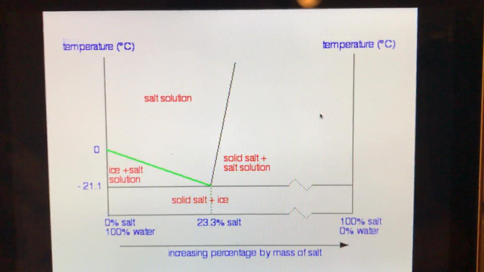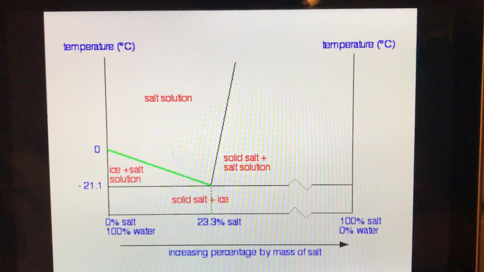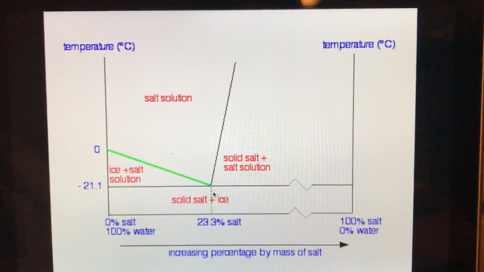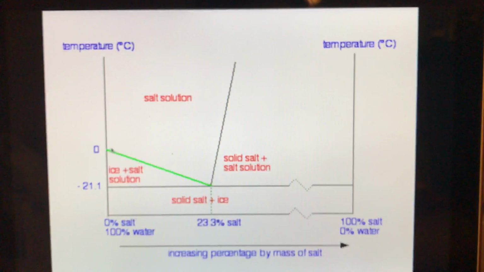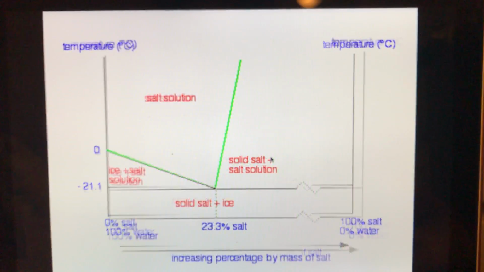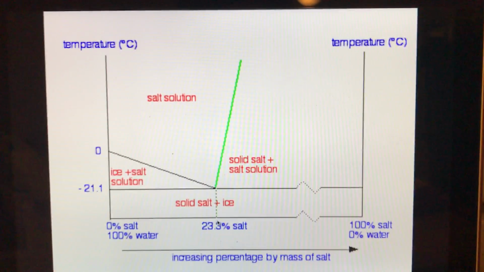So what do these lines mean? So here, the green line represents the effect of increasing amounts of salt on the freezing point of water. Up to the point where there is 23.3% of salt in the mixture, the more salt, the lower the freezing point of the water. You see that here as well, it's going downward. The second line is actually a solubility curve, this one, for salt in water. In the case of a salt solution with concentrations of salt greater than 23.3%, the solubility curve shows the temperature at which crystals of salt will appear when you cool a solution of a given concentration.